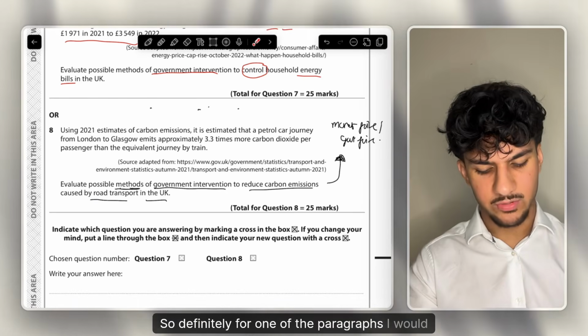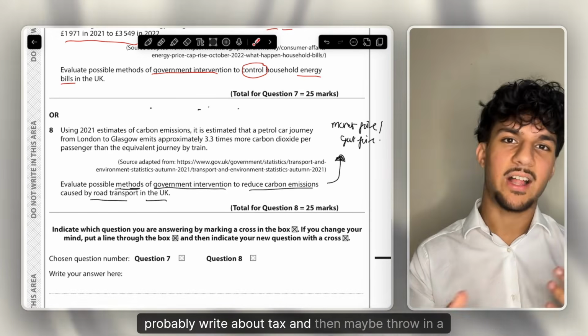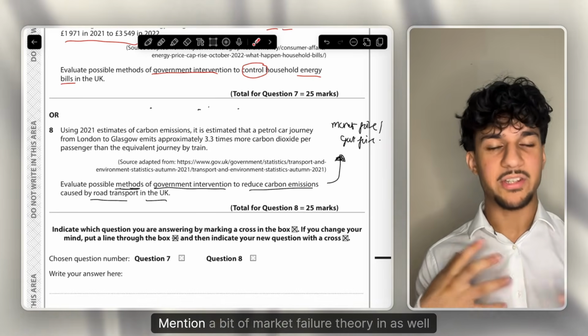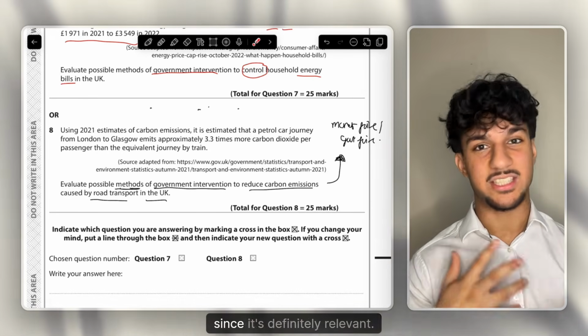So definitely for one of the paragraphs, I would probably write about tax, and then maybe throw in a negative externality diagram, and mention a bit of market failure theory as well, since it's definitely relevant.